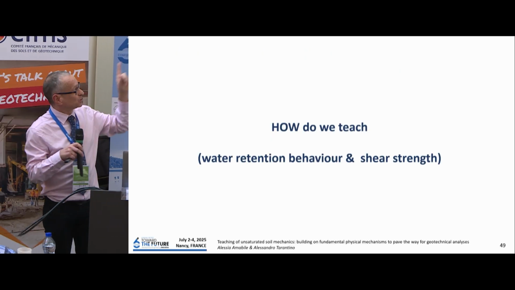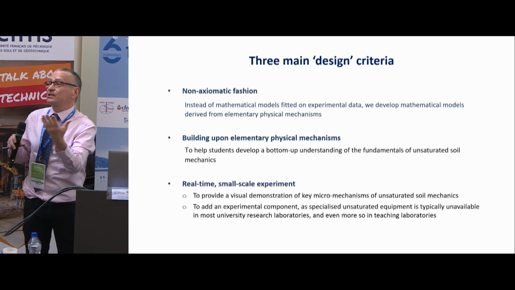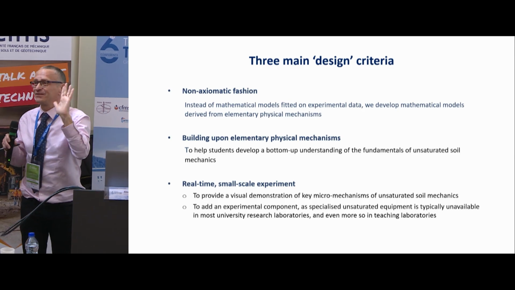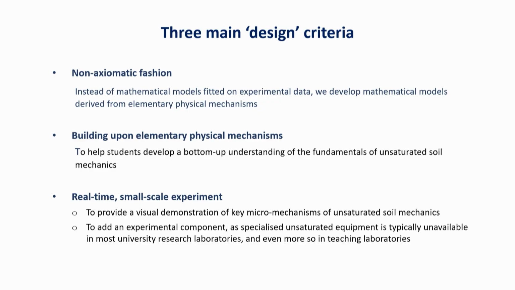How do we teach those 2 components here? So we have 3 design principles. This is our experience. So I'm not saying that this is what everybody has to do. I don't know, you do whatever you wish if you want to do it, but this is what we do. First, non-axiomatic fashion, so we are not fitting mathematical models on experimental data. We are doing the other way around. We are developing mathematical models derived from elementary physical mechanisms. Second, we go for elementary physical mechanisms because we want students to develop a bottom-up understanding.